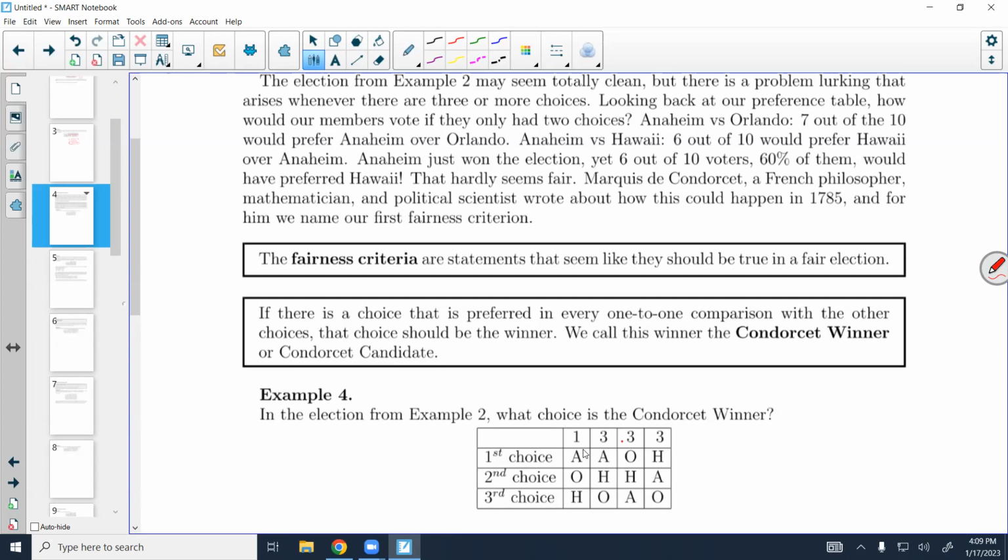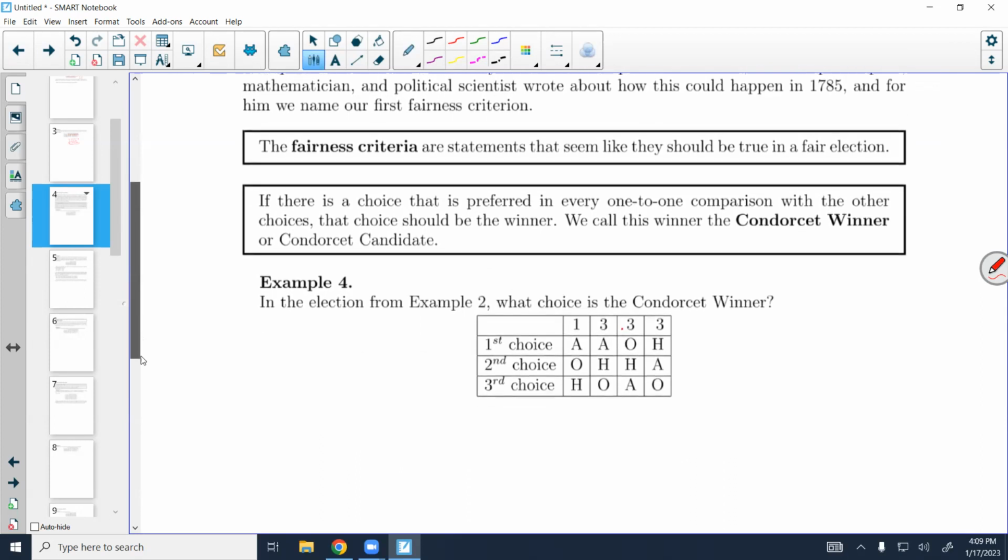Marquis de Condorcet, who was a French philosopher and a mathematician, back then every mathematician was a philosopher, and a political scientist, read about how this could happen in 1785, and for him we name our first fairness criteria. So the fairness criteria are statements that seem like they should be true in a fair election. So if there is a choice that is preferred in every 1-to-1 comparison with the other choices, that choice should be the winner. We call this the Condorcet winner, or the Condorcet candidate.